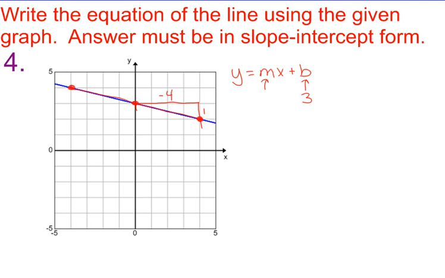Now, I haven't shown you going down, so I'm going to also show you what it would look like if I went from this point to this one. If I go down 1, that'd be -1, right 4. Either way, my slope is -1/4. No matter which way I look at it, going down first or up first, I get the same answer. So my m, my slope, is -1/4. So for this problem, I would have y equals -1/4 x plus 3.